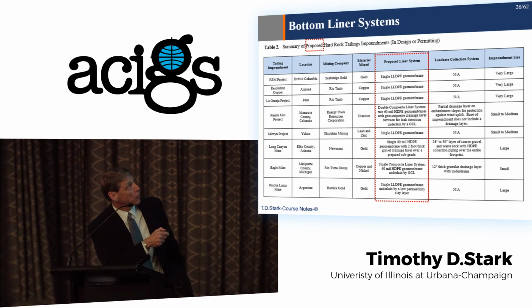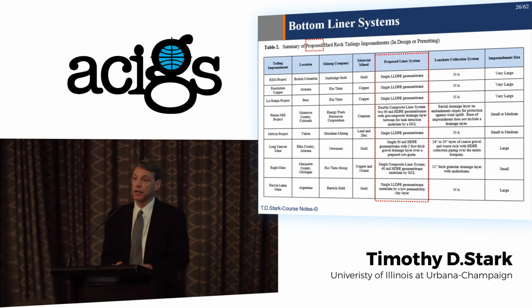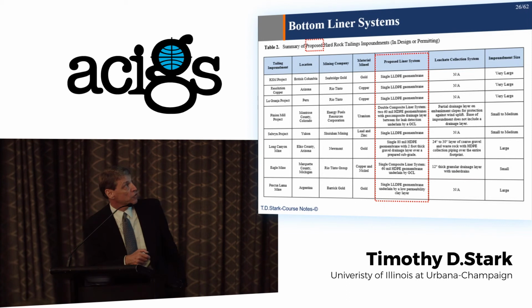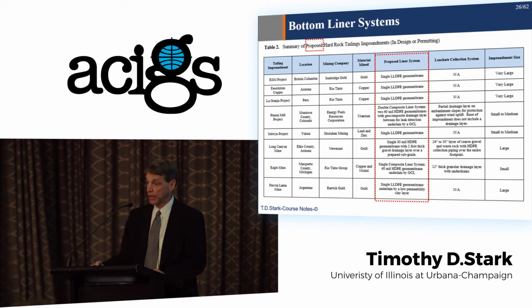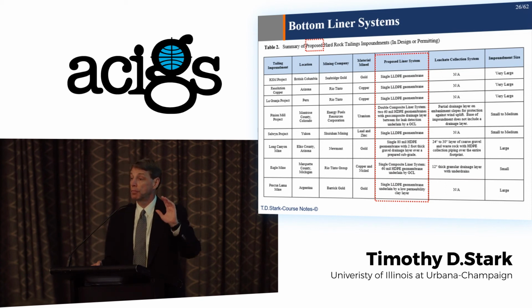So notice proposed hard rock tailings, and the red box on this slide and the next slide show you what mining companies are proposing in the hopes of getting ahead of what might be coming down the road from US EPA. So notice most of it is single. As I talked about earlier, single, single, single, single, single. But notice here's one proposed coming in with a double composite liner system, 2 60 mil HDPE geomembranes with a GCL underneath the primary geomembrane.